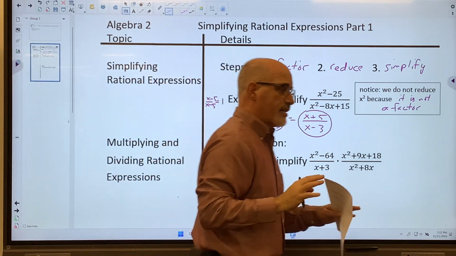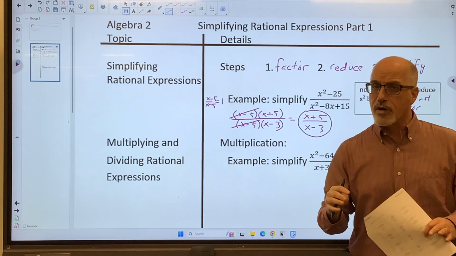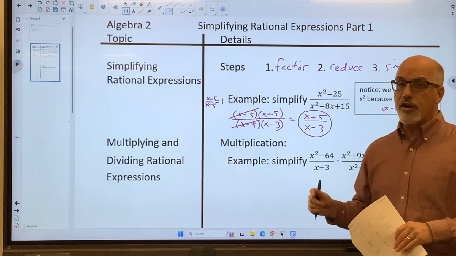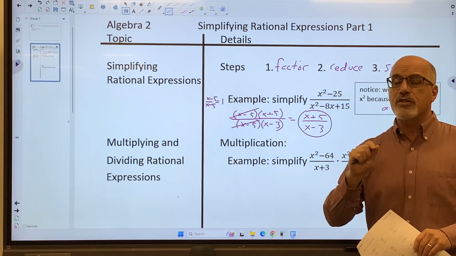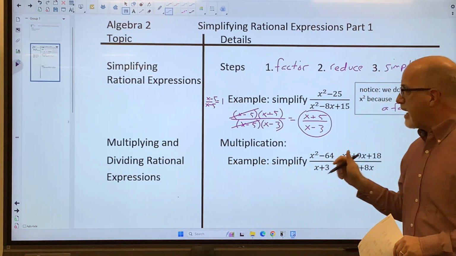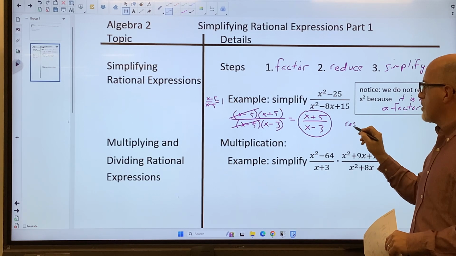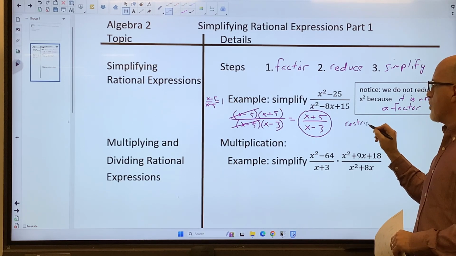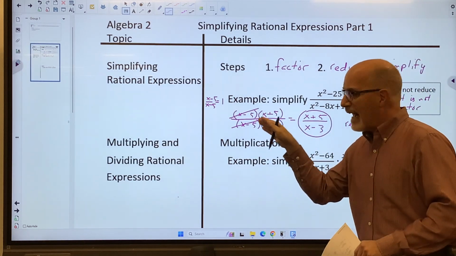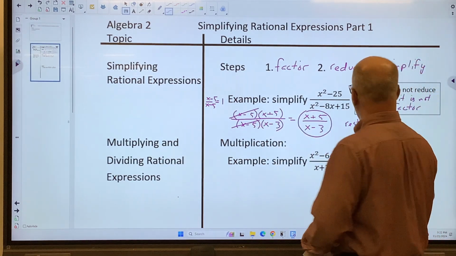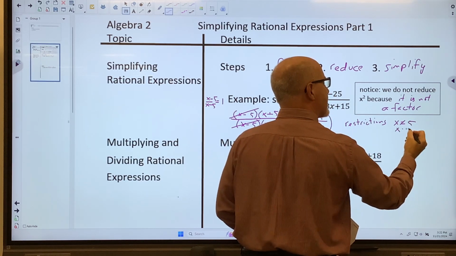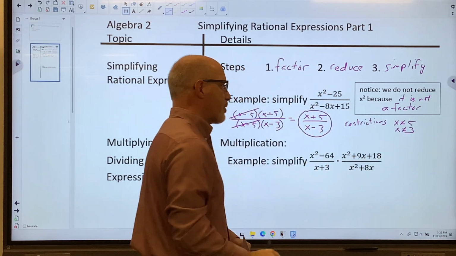Now, the next thing to talk about is if you are asked for restrictions on this polynomial in the denominator, you have to remember that you want to do the restrictions before you reduce the common factor. So if they ask for restrictions, or sometimes they'll just talk about the domain, the restrictions for this, looking back at this denominator, x cannot equal 5 and x cannot equal 3. So we'll list that as x cannot equal 5 and x cannot equal 3 for our restrictions.